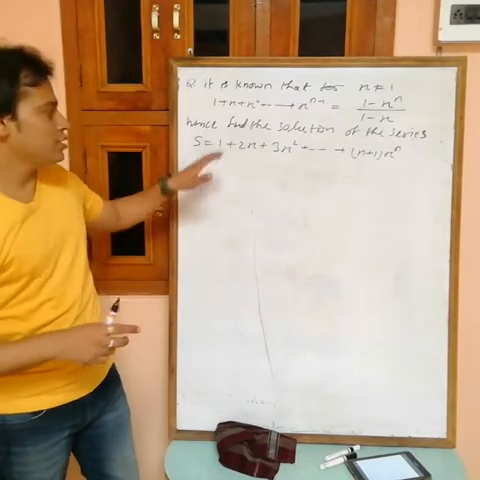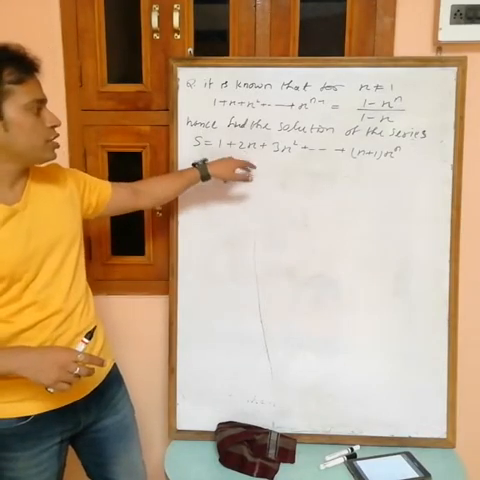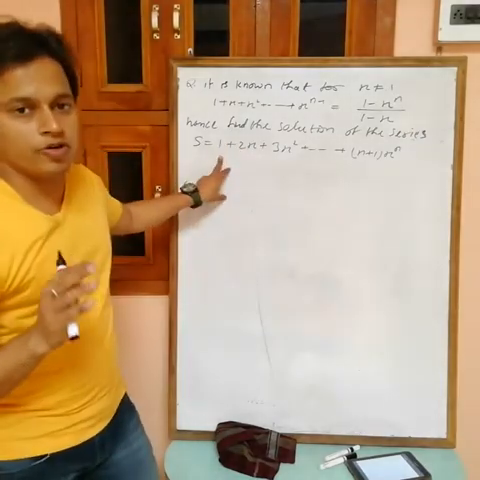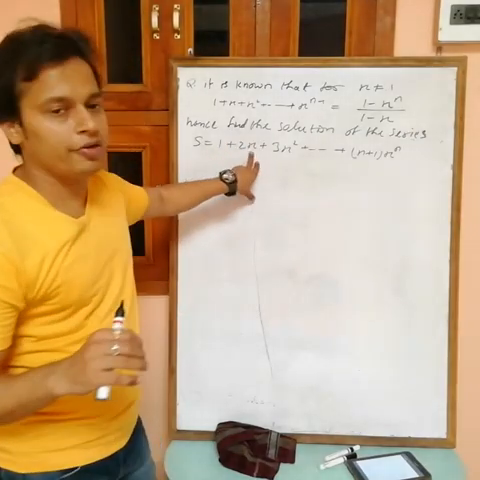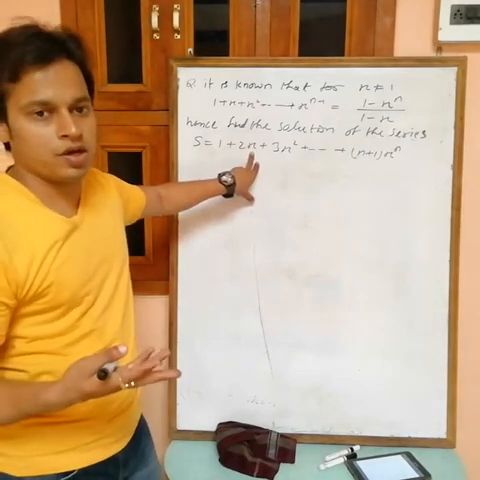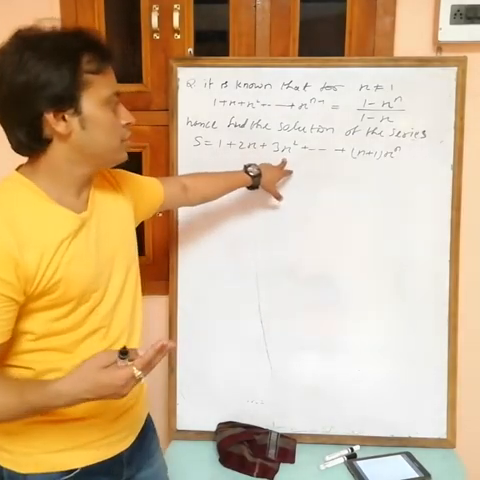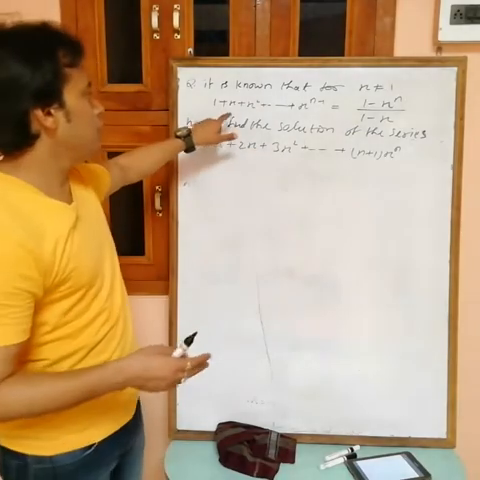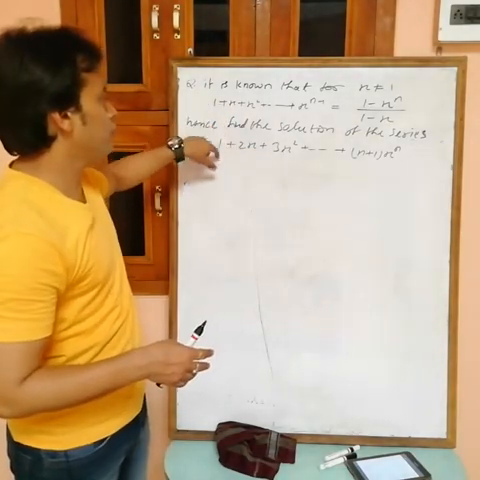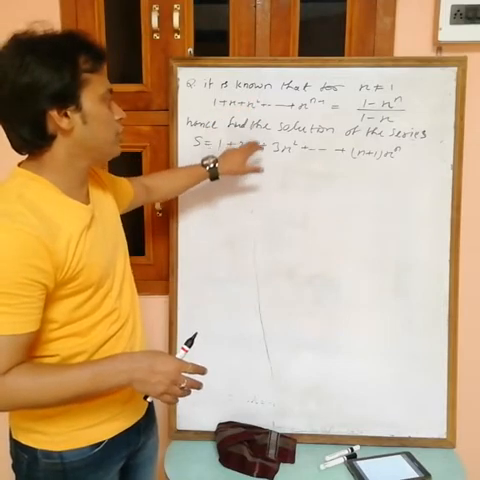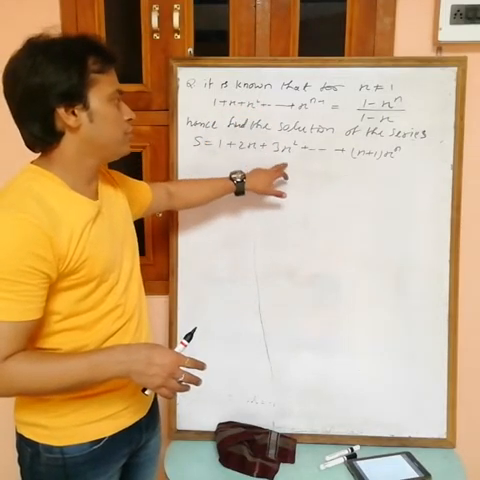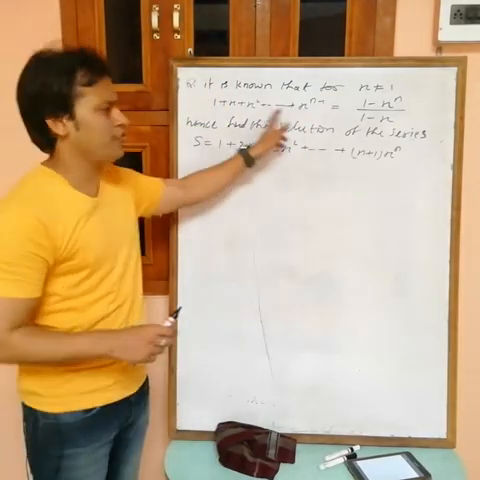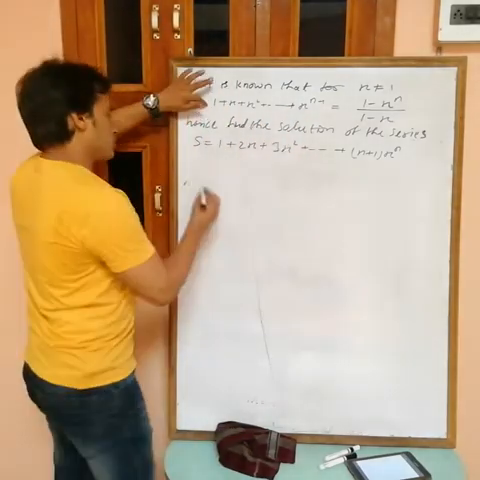Now see what we have in the sequence, 1 plus 2x plus 3x square. Actually 1 is the differentiation of x, 2x is the differentiation of x square, 3x square is the differentiation of x cube. So if you differentiate x you will get 1, if you differentiate x square then 2x, if you differentiate x cube then 3x square. So it means we have to just differentiate this equation. So I am taking this one.